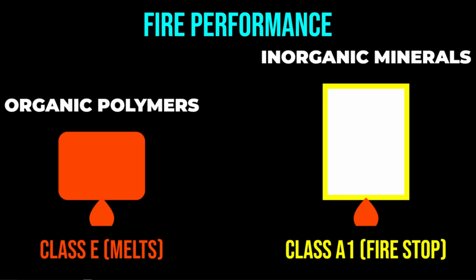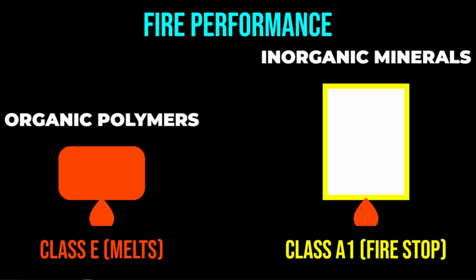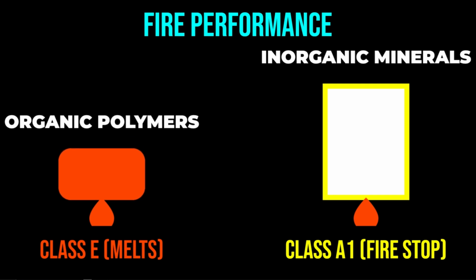Fire performance is where the distinction between organic polymers and inorganic minerals is most stark. EPS and XPS are thermoplastic materials, meaning they melt and can contribute to flame spread if not treated with flame retardants. Most construction-grade polystyrenes are classified as Class E under European standards. They must be protected by fire barriers, such as gypsum board or thick render, to prevent ignition during a fire event. Mineral wool is naturally inorganic and does not support combustion. It acts as a fire stop, preventing the passage of flames and heat through wall cavities.